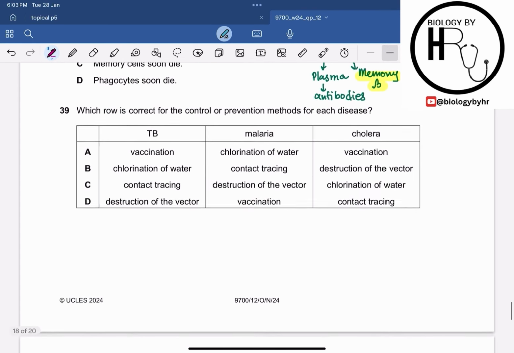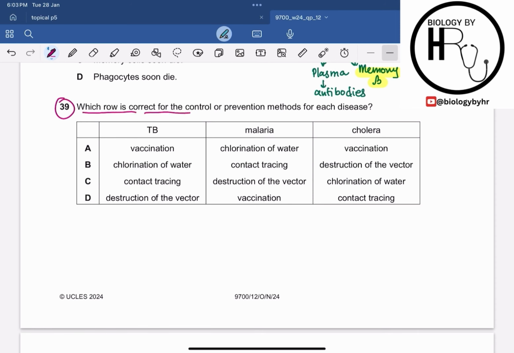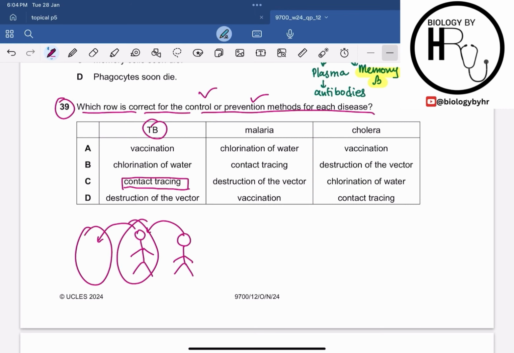So now let's move on to question 39 over here. It says that which row is correct for the control or prevention method of each disease. TB, which is known as the tuberculosis, which is basically spread due to the coughing, right? Because it is spread due to the coughing, the water droplets in the cough. So it can be prevented or controlled via the contact tracing. The person who is having the TB, how many people that person has been in contact with since he is coughing should be traced back, so that those people can also be tested for the TB and they may be given the precautionary measures or the treatment so that they may not spread the TB to the unaffected person, right? So I hope that this is making sense to you.